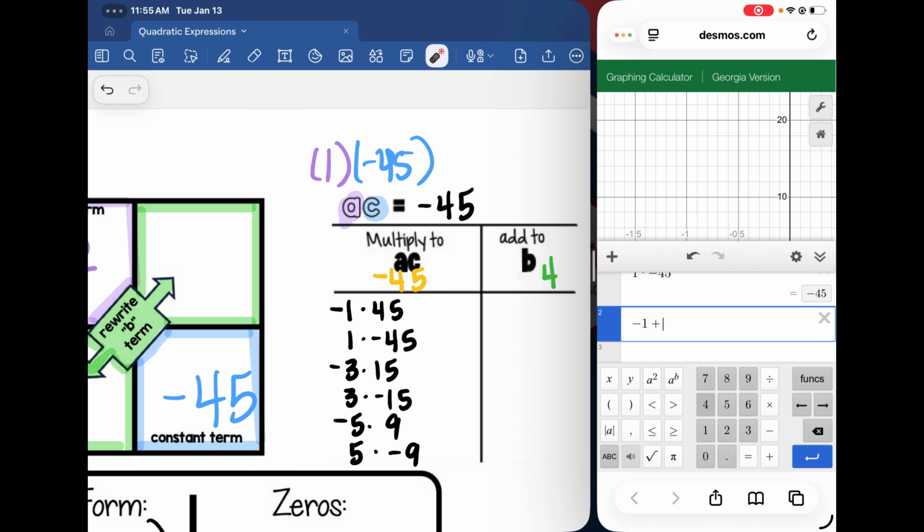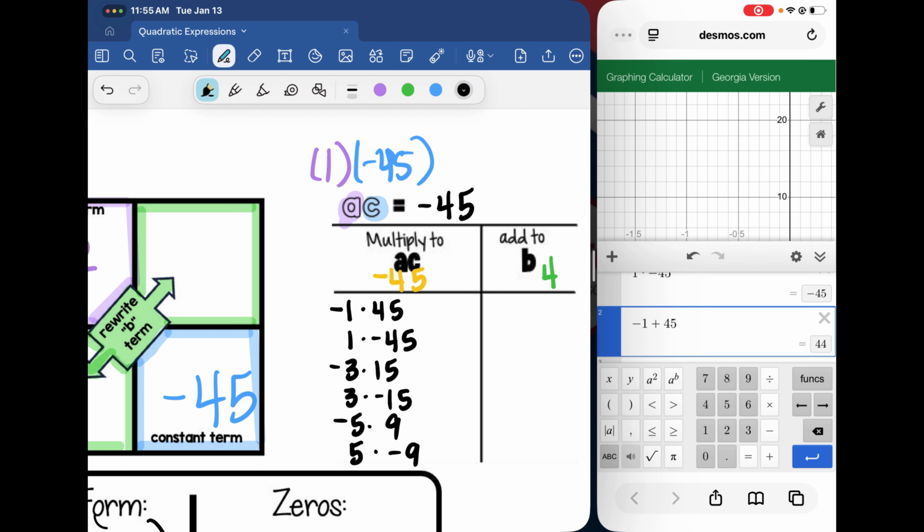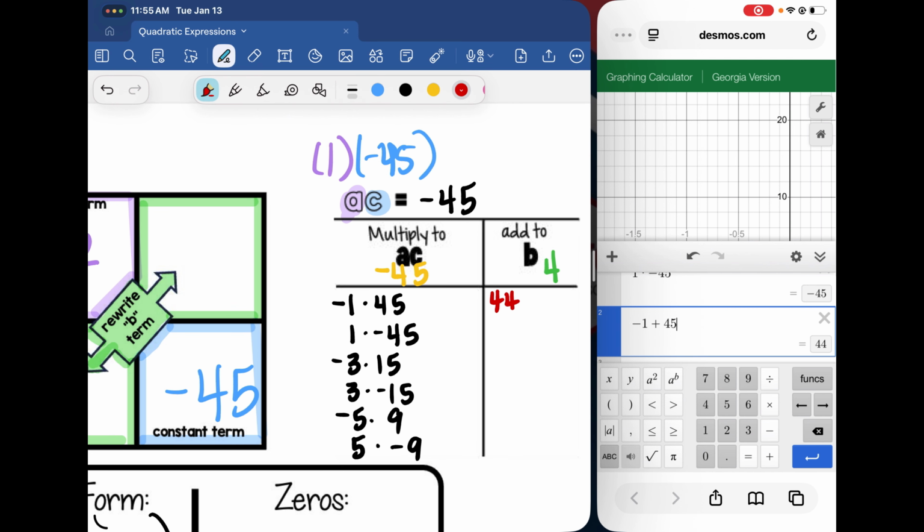Negative 1 plus 45 don't give me 4. It gives me a positive 44. Well, 1 plus a negative 45 give me a negative 44. Negative 3 plus 15 gives me a 12. 3 plus a negative 15 gives me negative 12.